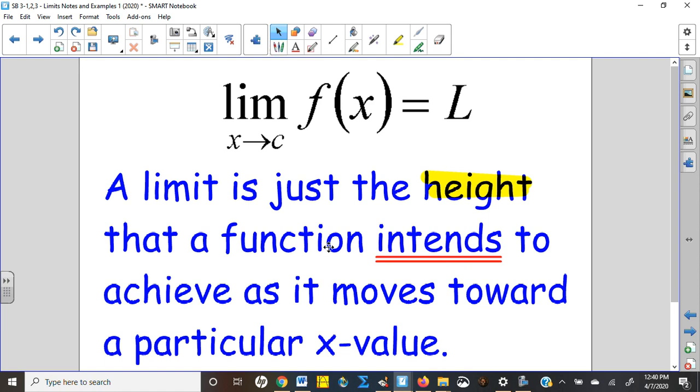Our function intends to achieve that height. And that's the difference between limits and just regular algebra, is when we evaluate a function, as we get close to an x value, our function will achieve a height, if at all possible. That's the answer. That's the y value that comes out of the function. Well, with limits, it's not the height itself. It's that we're intending to get to a height, which implies that it doesn't really matter if we make it to that height as long as we're getting closer and closer to it. And that is a crazy concept. That's a very highly conceptual concept, so we're going to spend a lot of time talking about that idea.